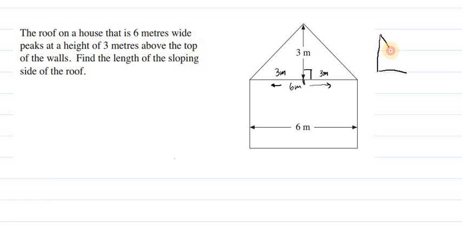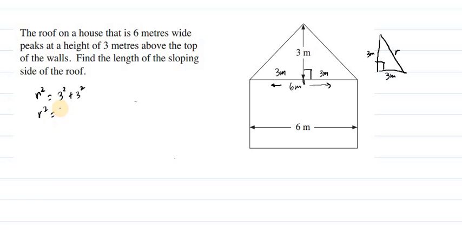These two sides are equal, right? 3 meters in length, 3 meters in length, and the length of the sloping side of the roof, let's call it R, is what we have to find. So by using Pythagoras theorem, since this is a 90-degree angle here, we are really finding the hypotenuse of that triangle. So R squared is equal to 3 squared plus 3 squared.